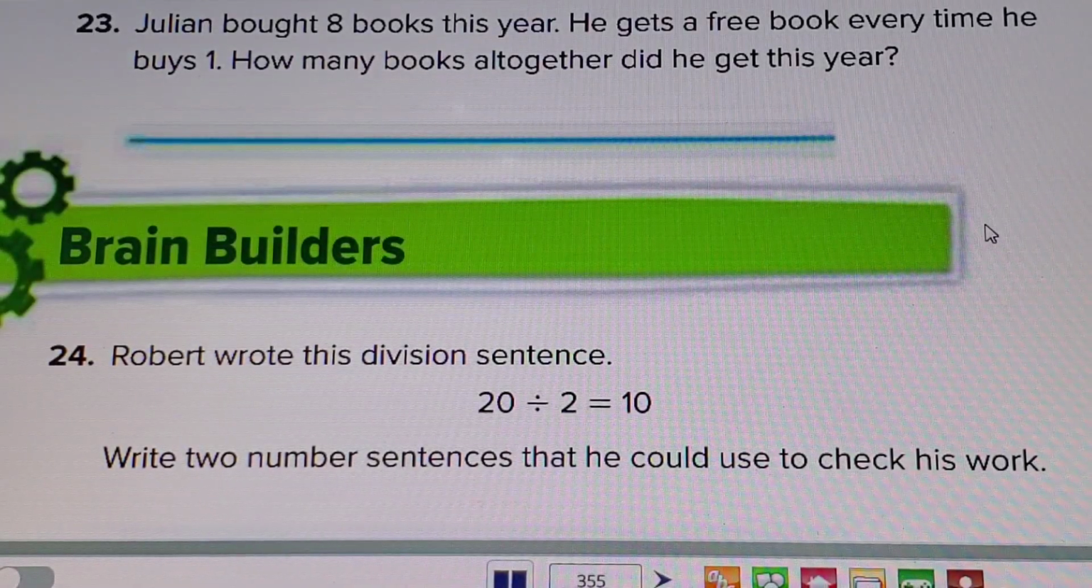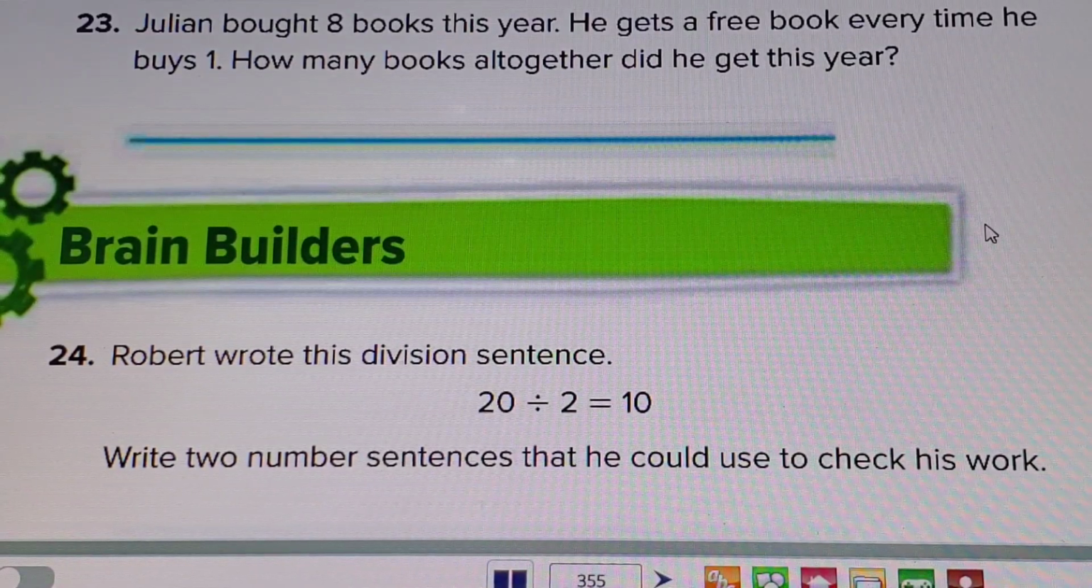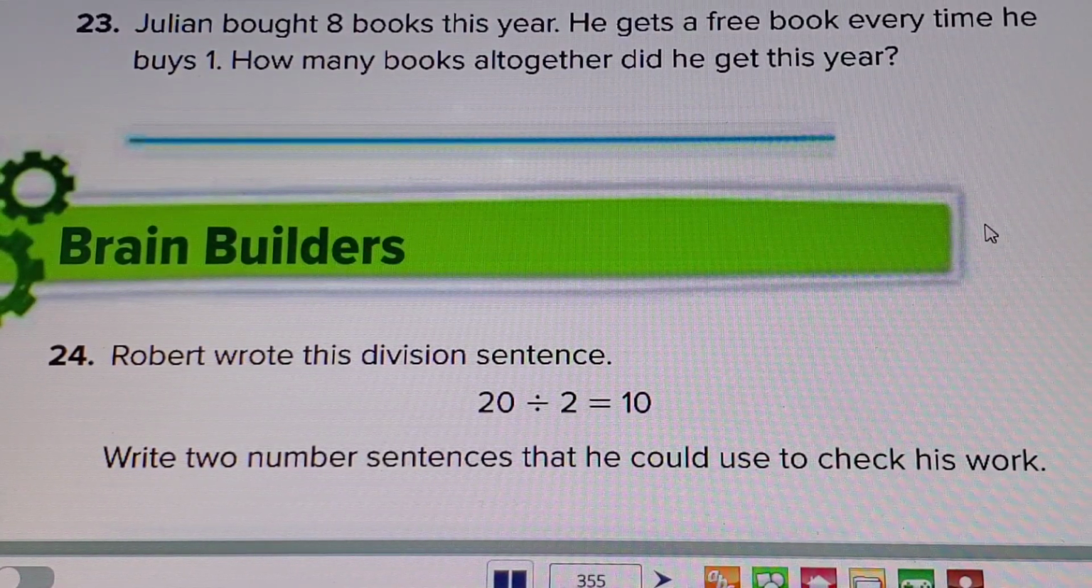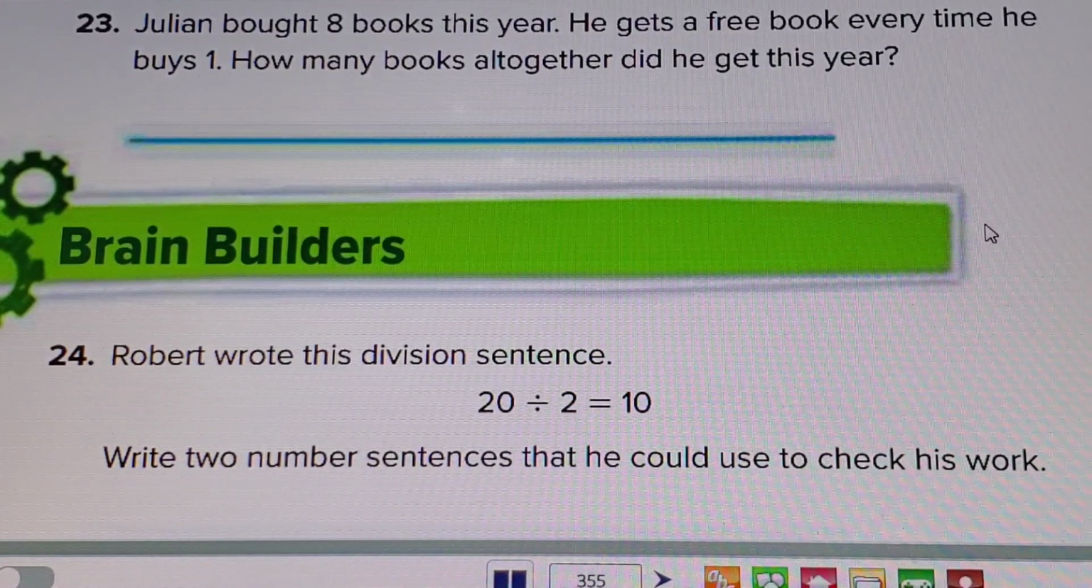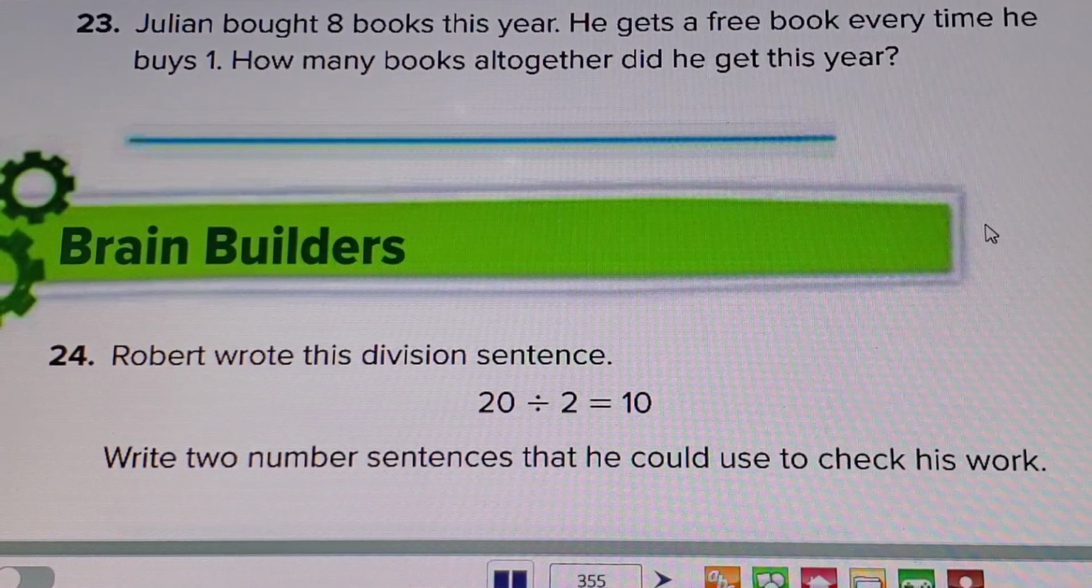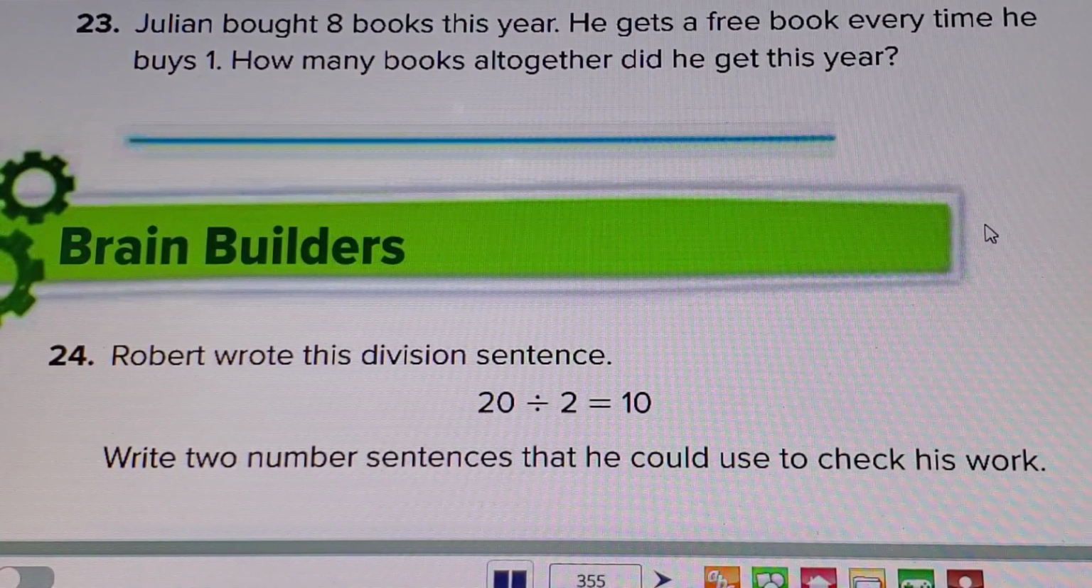Brain Builders, number 24. Robert wrote this division sentence. 20 divided by 2 equals 10. That is a correct sentence. Write 2 number sentences that he could use to check his work. You could have a multiplication sentence. You could have an addition sentence. That's my hint.